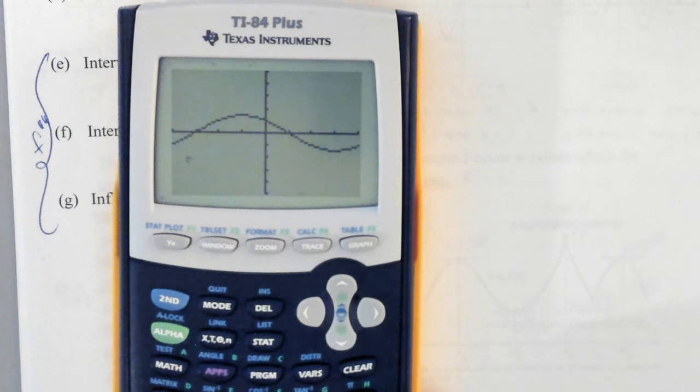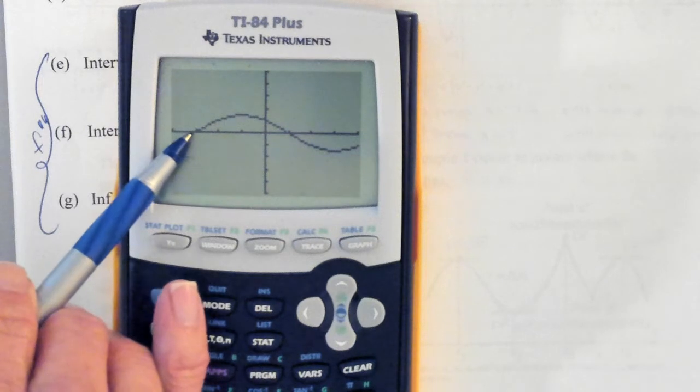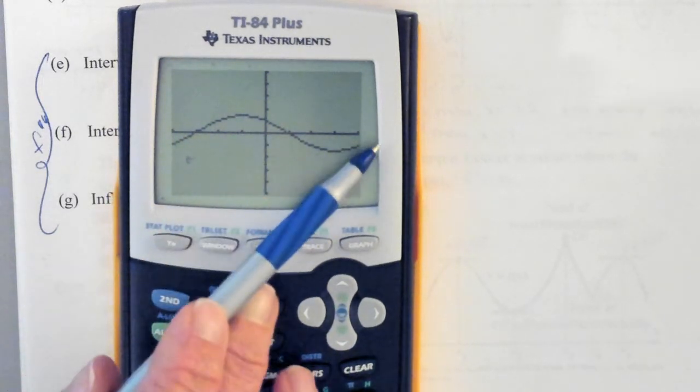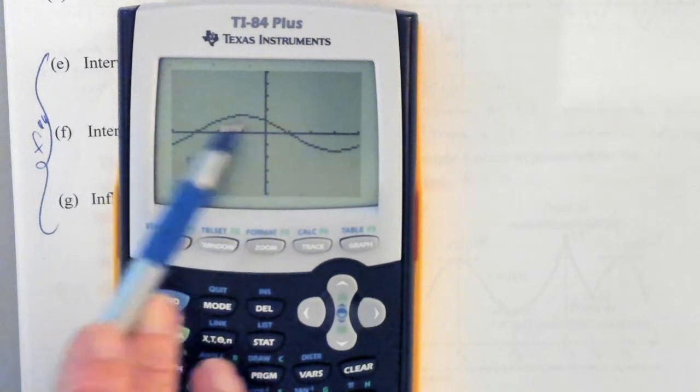If f double prime is below the x-axis, that means f double prime, if you tested it on a number line, would be negative over that interval. So here, from negative pi to whatever this value is, concave down. From whatever this value is to positive pi, concave down. Agree or disagree? Okay, and then from here to here, concave up.